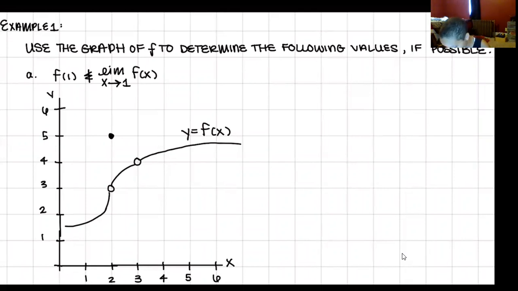So first, let's see. Oh, this is so hard.